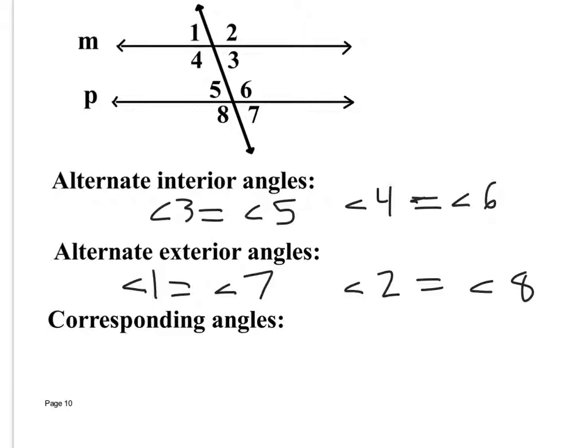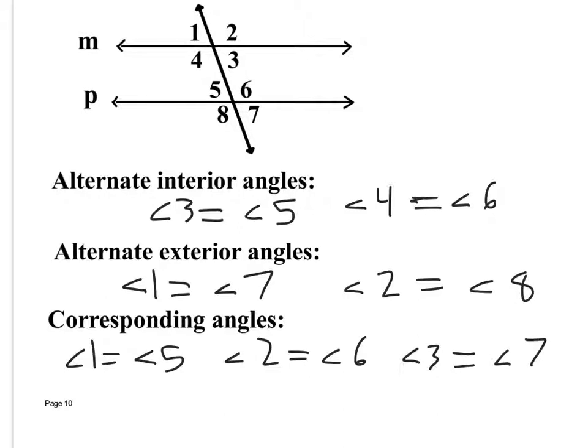And corresponding, it means they're in the same position on the transversal, right? And they have the same angle measure, which the corresponding angles here are angle 1, which is equal to angle 5. As you can see, they have the same shape and they're on the same side, the same position of the transversal. Angle 2 is congruent with angle 6. Angle 3 is corresponding or congruent to angle 7.